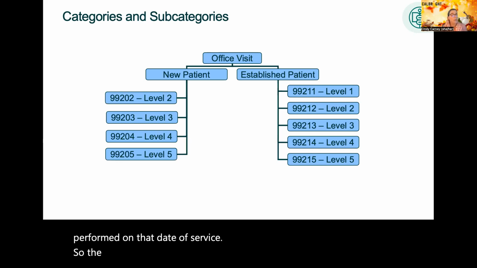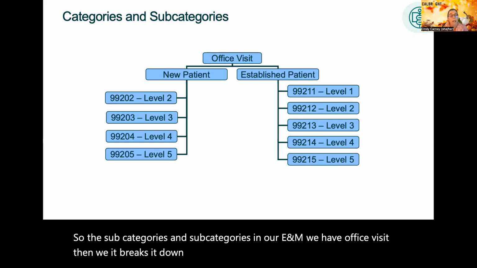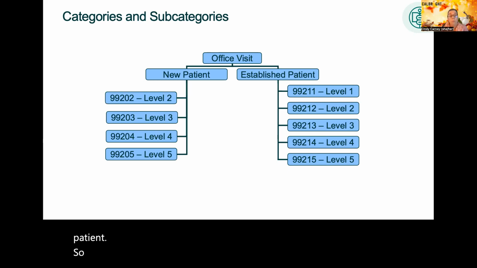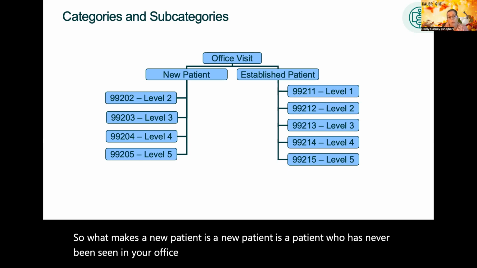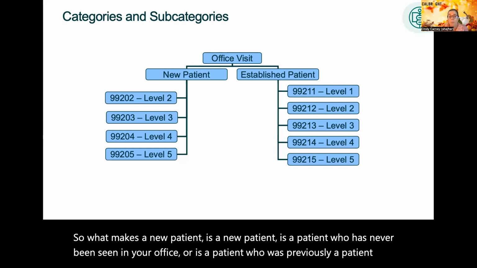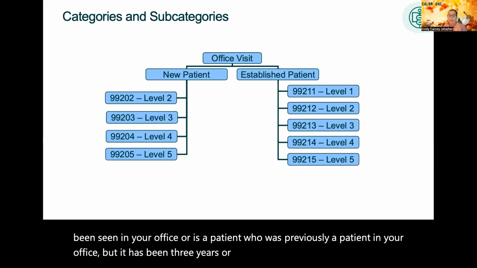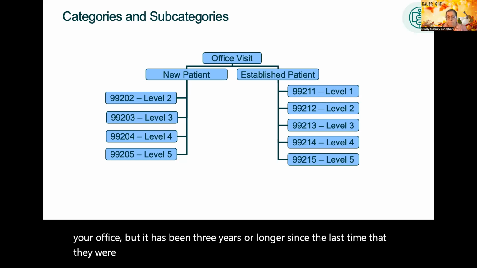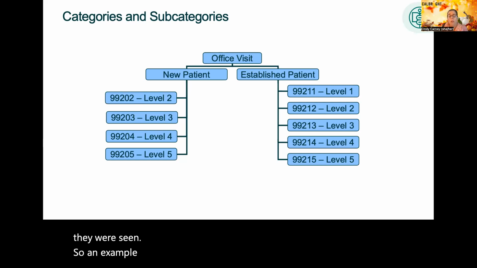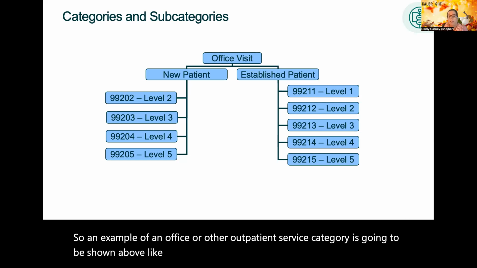So the categories and subcategories in our E&M, we have office visit, then it breaks it down in their subcategory of new patient or established patient. So what makes a new patient? A new patient is a patient who has never been seen in your office, or is a patient who was previously a patient in your office, but it has been 3 years or longer since the last time that they were seen. So an example of an office or other outpatient service category is going to be shown above, like we see for new patient and established patient.